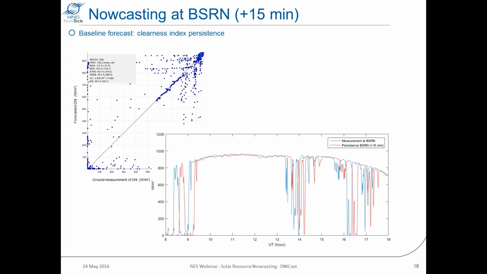After, for the forecast of 15 minutes, here is the baseline forecast based on the clearness index persistence. You get here the results, and you can see clearly that this persistent forecast has a time lag corresponding to exactly the 15 minutes. So this is the baseline forecast, and we try to be better than this forecast.